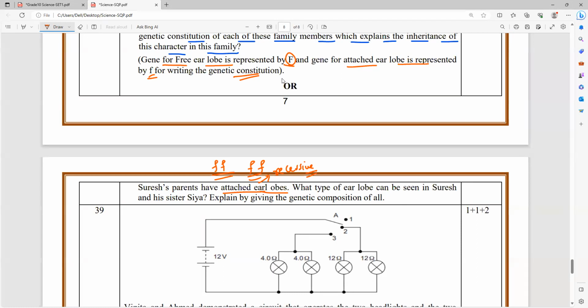Anybody who does not understand, kindly ask me. I want today to be very important. Next, what type of earlobe can be seen in Suresh and his sister Sia? Dominant or recessive? If you cross small f small f with small f small f, what are the possibilities, guys? Make it quick. So Suresh will get small f small f, and his sister Sia also will get small f small f. Because both parents have the recessive, the babies also will get the recessive character only.